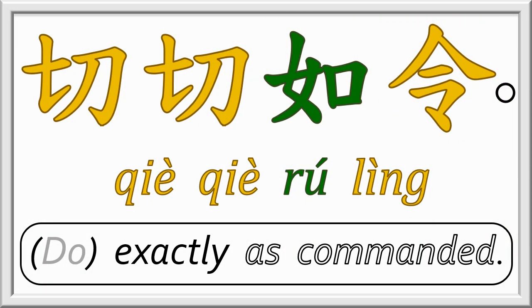We'll begin with examples of ling, meaning an order or command that must be obeyed. 切切如令, do exactly as commanded. You'll recall that in lesson 50, I mentioned that English also uses the image of a knife in such phrases as a sharp image or a clear-cut distinction. Chinese sometimes adds the character 切 to imperatives to add sharp emphasis.